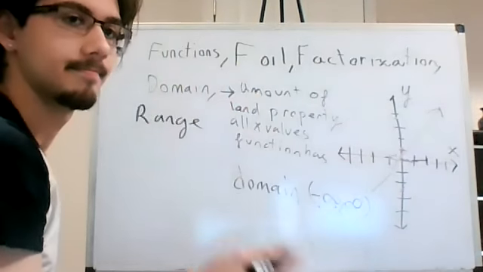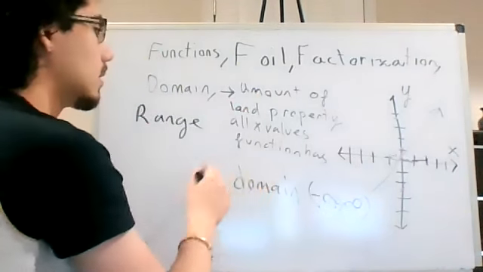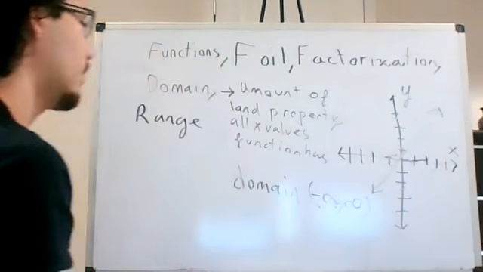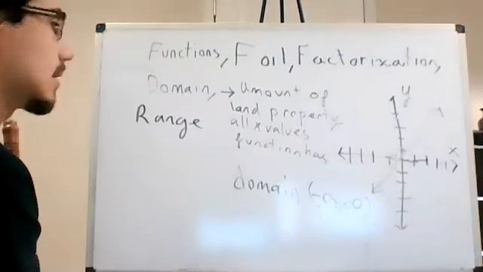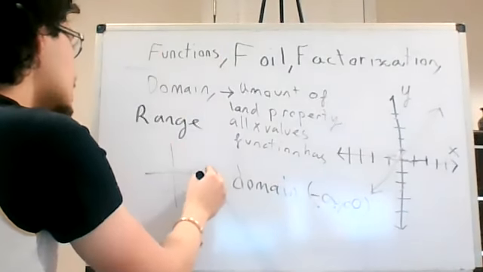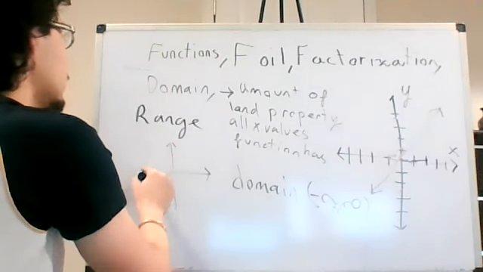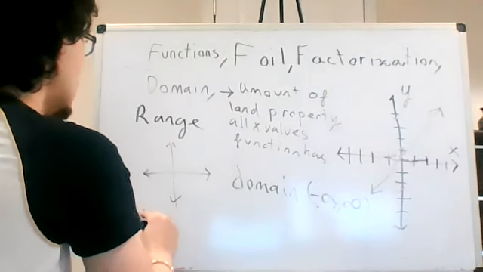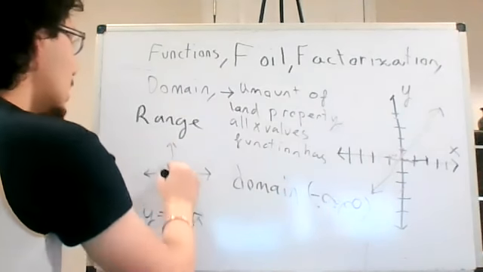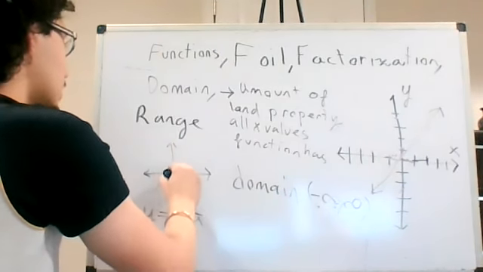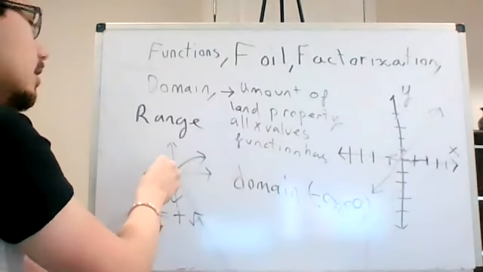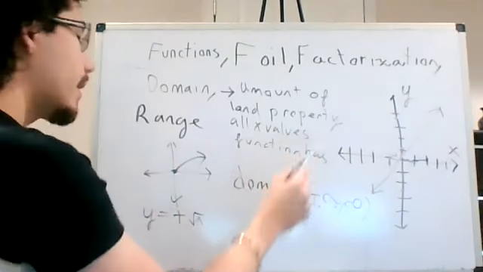So that's domain. One function we've gone over that defies this is the square root of x. So y equals the positive square root of x looks like this. It starts at 0 and it goes on, so it's like a ray.